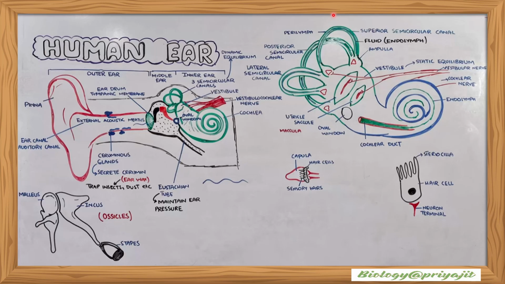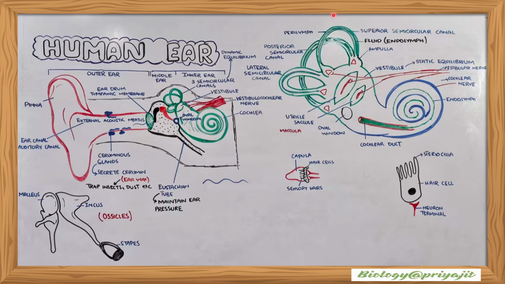The Eustachian tube connects the ear to the throat and helps maintain ear pressure. The inner ear includes the cochlea, a snail shaped spiral, shown in green and blue. It is responsible for hearing. It has endolymph fluid inside and contains the cochlear duct. The oval window is the entry point where the stapes pushes vibration into the cochlea.